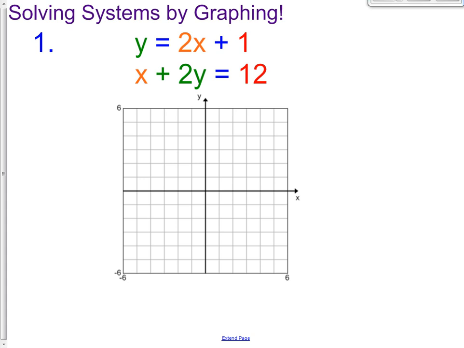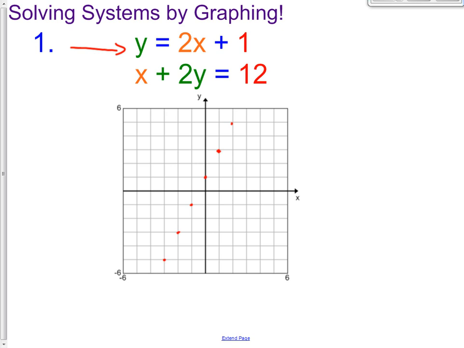So the intersection point, we're going to graph both of these lines, and where they intersect is going to be our solution. So let's first graph this top one, y equals 2x plus 1. It has a y-intercept of 1 and a rise of 2 and a run of 1 for a slope. So we have a line that looks like this.